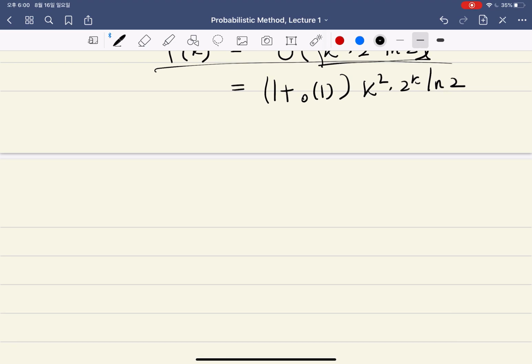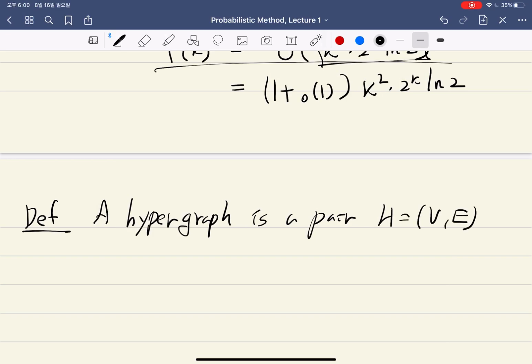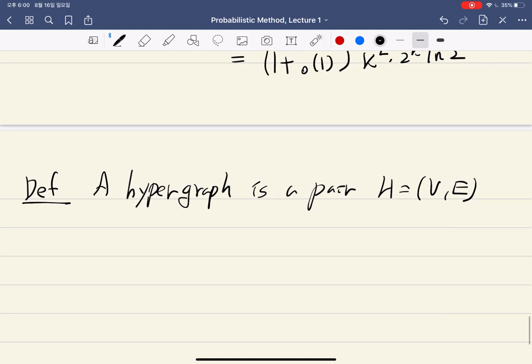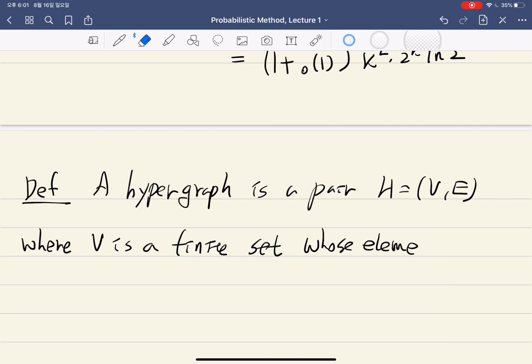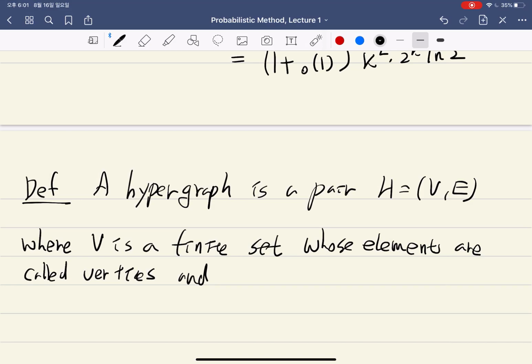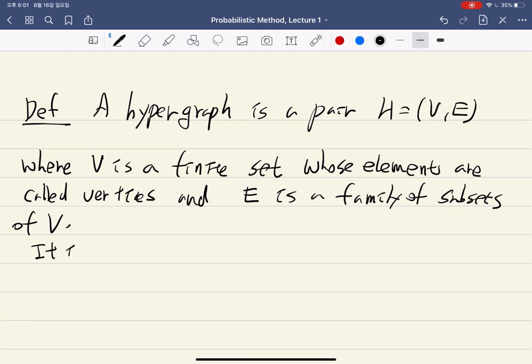So let's consider one more example. And in order to consider the example, let's recall what a hypergraph is. A hypergraph is a generalization of a graph. It's a pair consisting of vertices and edges again. These edges may be called hyperedges, or sometimes just edges, where V is a finite set whose elements are called vertices, and E is a family of subsets of V.